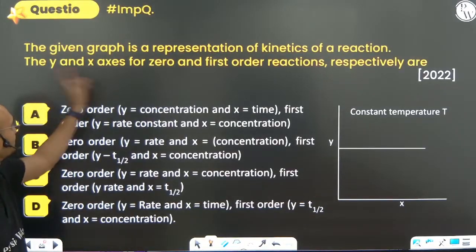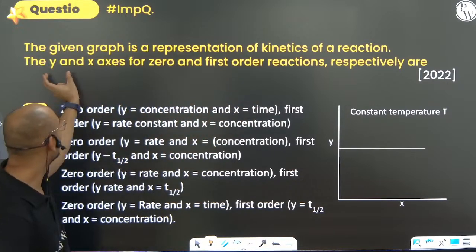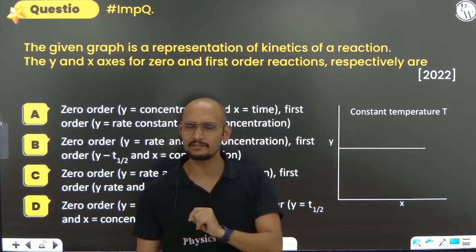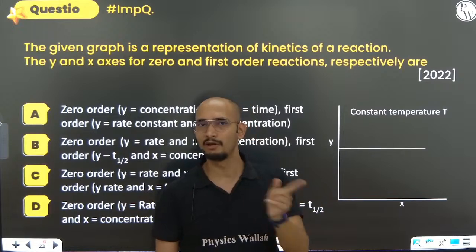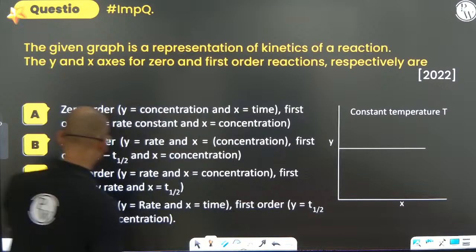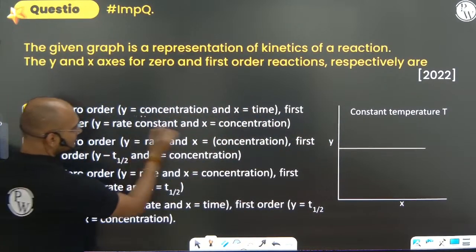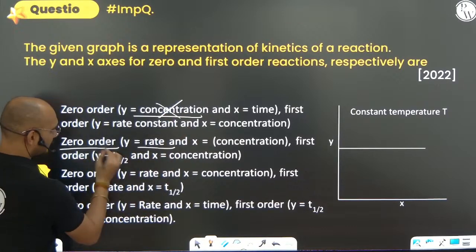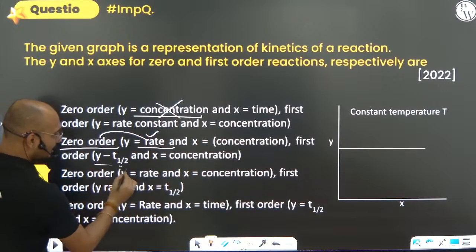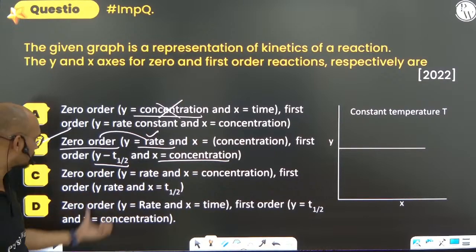Very easy. Next, the given graph is a representation of the kinetics of a reaction, y versus x, for zero order and first order reactions. Can you see that it is constant? For zero order reaction, what is constant? Rate is constant. While for first order, what is constant? T half is constant. So for zero order reaction, y should be the rate, not concentration. Yes, it is correct, and x is concentration. For first order reaction, y is T half, and x is concentration. Option B is the correct one. Yes, of course we know that.